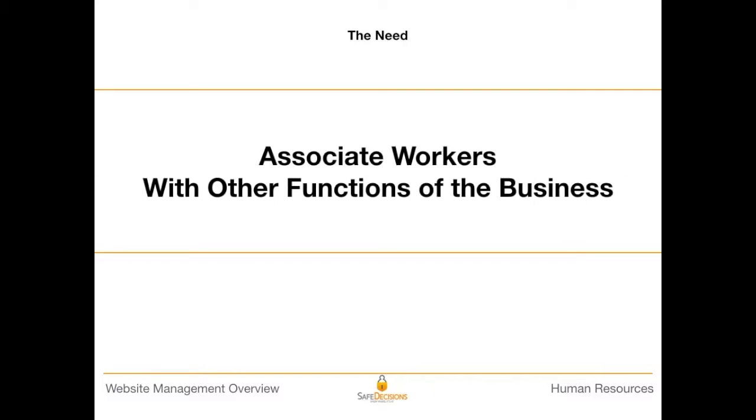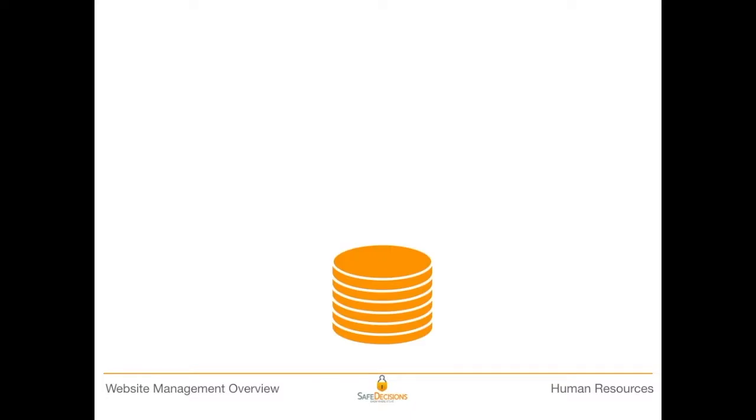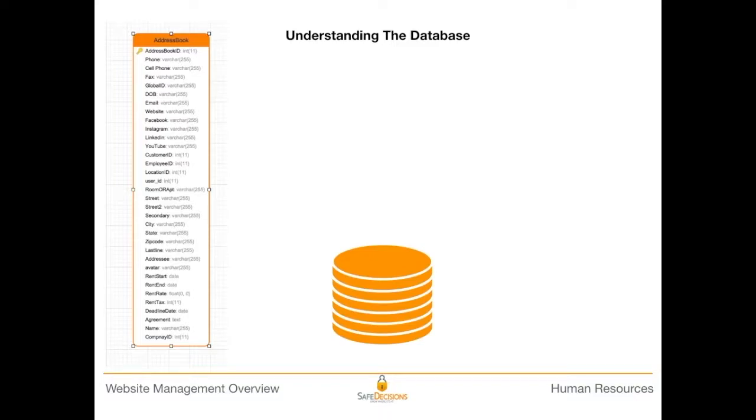Let's take a look at the database and how it understands employee data. We start with a table in the database called Address Book. The Address Book table is much like an address book on your phone or computer. Each customer, company, contact, location, employee, and user has information stored about them in their own address book entry. The address book table is able to identify customers, companies, contacts, locations, employees, and users by their ID number.